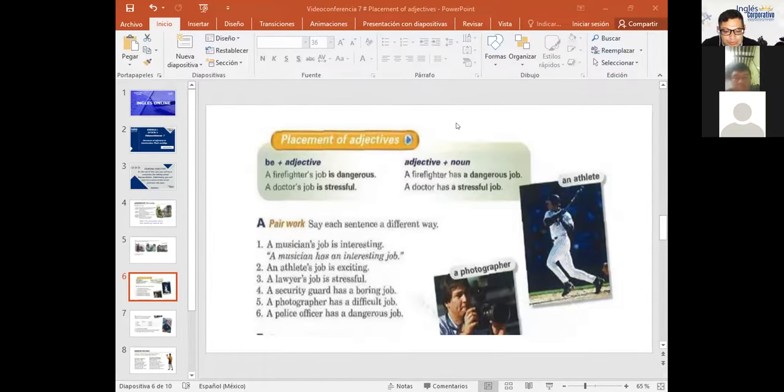Puede practicar conmigo estas oraciones con micrófono apagado. Y decimos, a musician's job is interesting. Así que practique esas oraciones ahí con el micrófono apagado. A musician has an interesting job. La número dos, an athlete's job, athletes. Para decir atleta, an athlete's job is exciting.